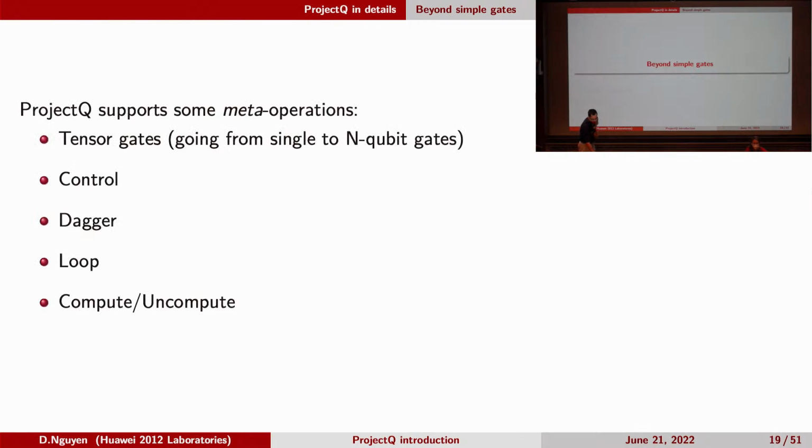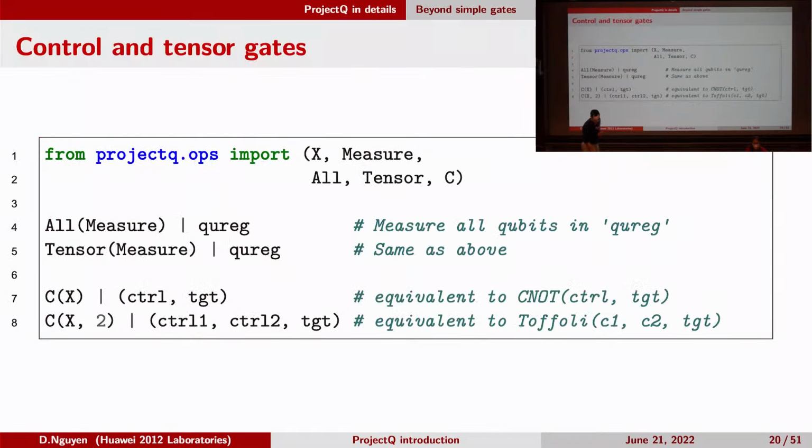So if we go a little bit beyond simple gates, we support what we call meta operations, so tensor gates, essentially applying a single qubit gate onto multiple qubits. And I will also spend some time talking about control and dagger operations, and maybe also a little bit about compute and uncompute. Loop is not so interesting.